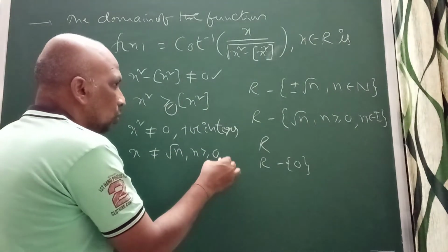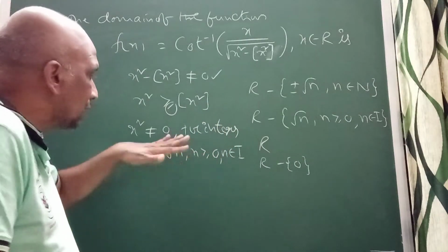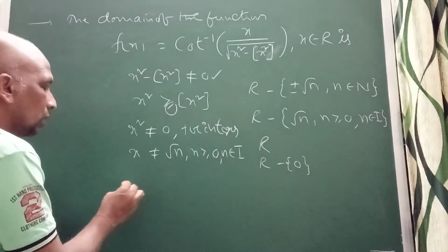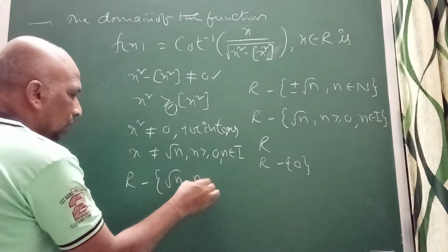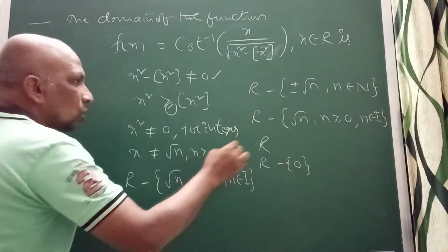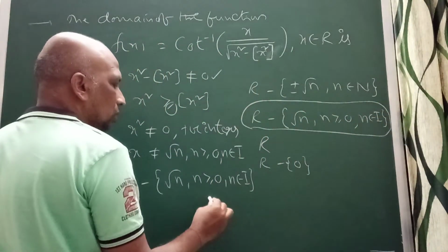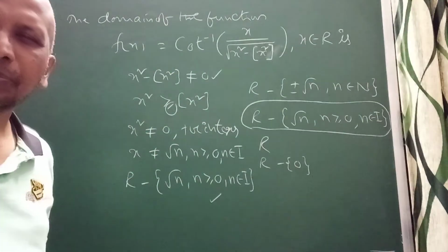So n belongs to I, I can consider. This is the case, right? Except this, x should not be this. Other values I can consider. So that is the reason the domain will be R minus the set of root n, n greater than or equal to 0, n belongs to I. So this is your option. This is your answer. So this is the required answer for the domain of this function.